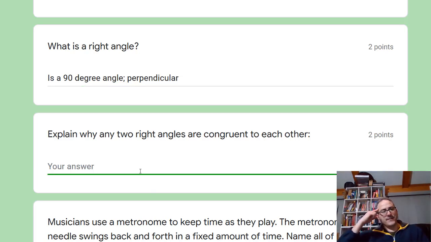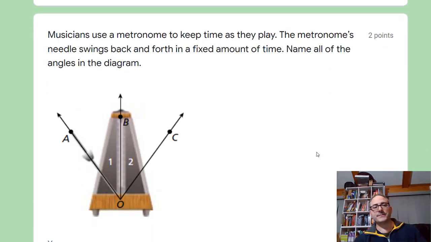I'm going to leave you to this one to think about on your own. This is kind of a thinking question. You can just kind of puzzle it out in your head. Explain why any two right angles are congruent to each other, okay? Explain why any two right angles are congruent to each other. If every right angle is 90 degrees, then why are all right angles congruent to each other? I'll leave it to you.